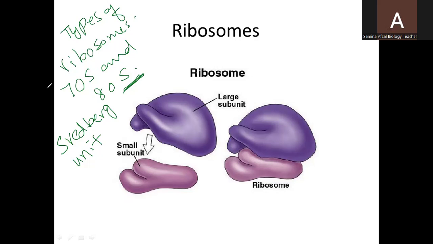The Svedberg unit is the unit of measurement for the sedimentation coefficient. It indicates how quickly a particle sediments in a centrifuge, which is related to both the size and shape of the particle. Here we will only discuss that these are the two types of ribosomes, 70S and 80S, and S stands for Svedberg unit.